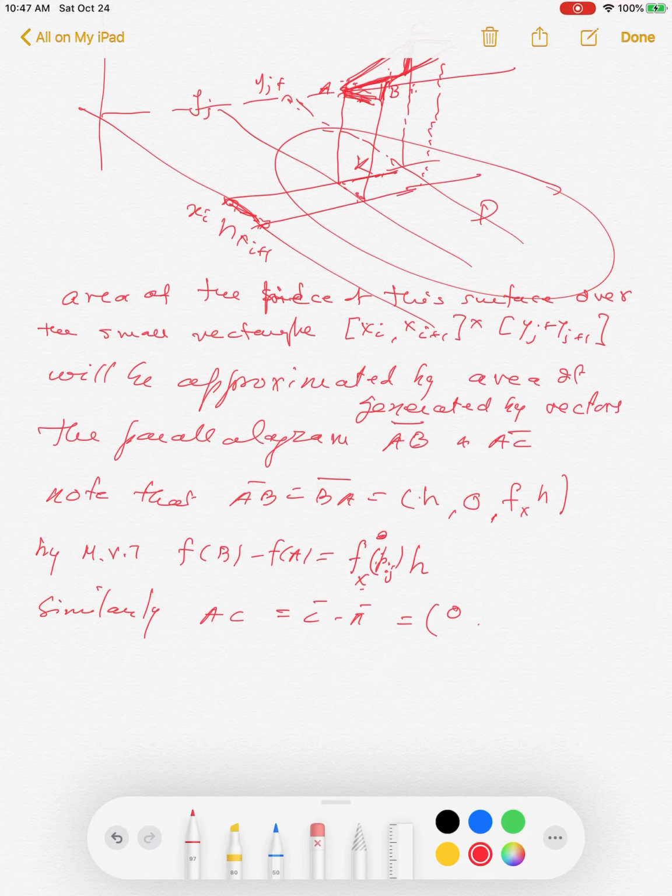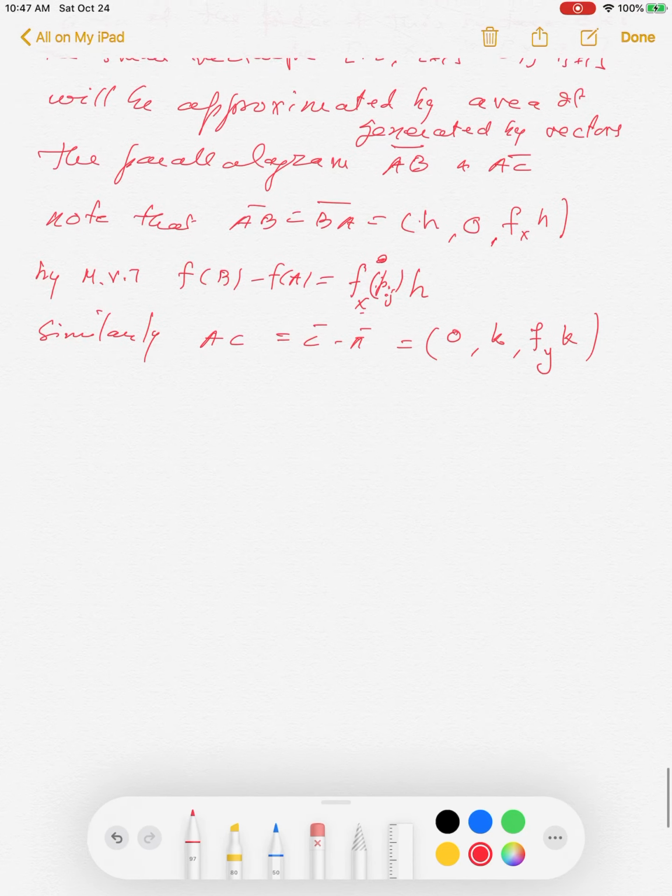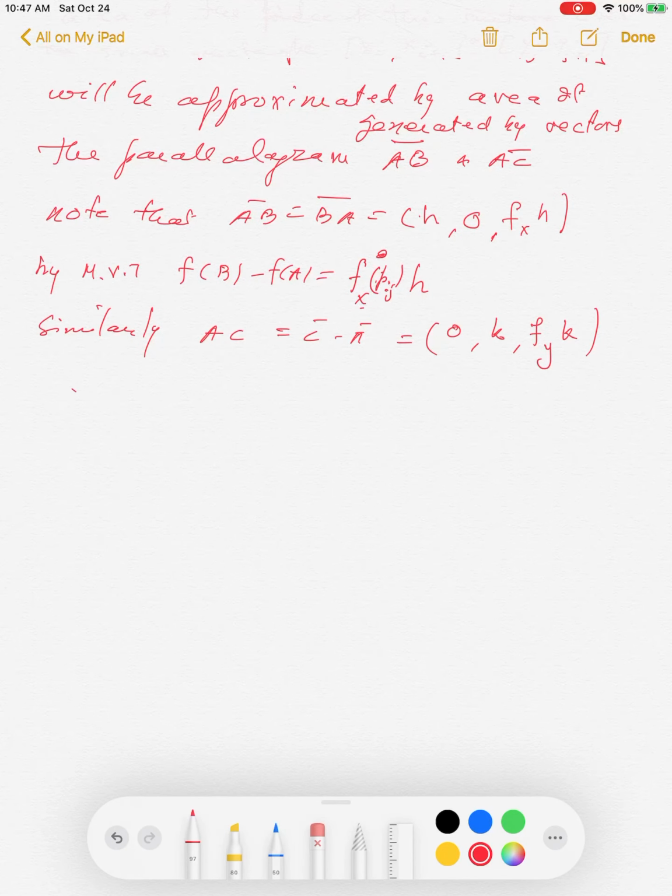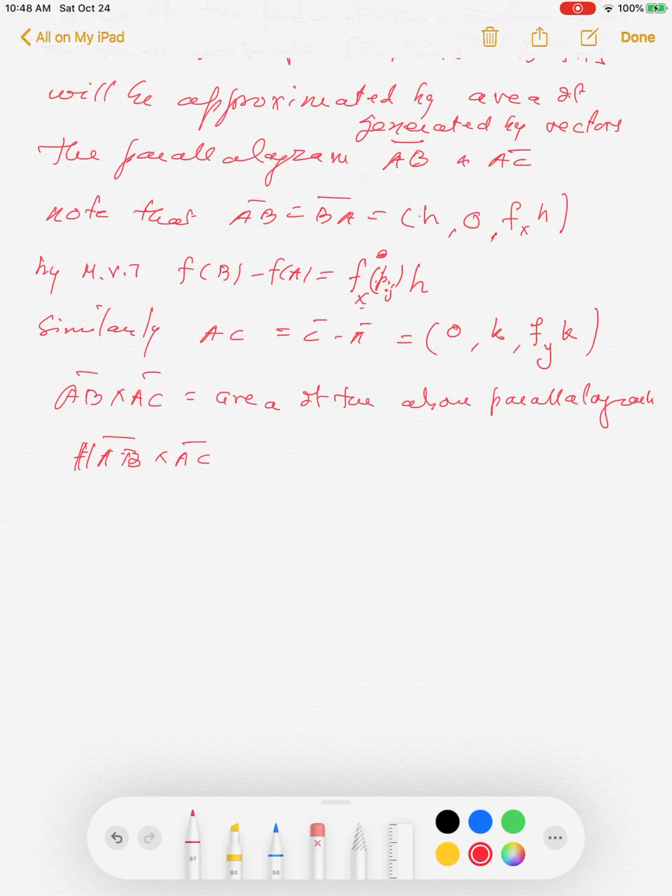And in this case, you see the x coordinate doesn't change, the y coordinate changes by k, and the corresponding height will be the partial with respect to y times k. So if you look at this expression, AB bar cross AC bar is the area of the above parallelogram. This is going to be the norm of the cross product.